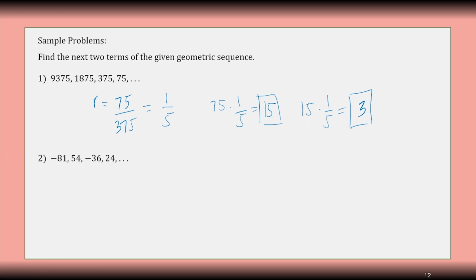Next, example number 2: negative 81, 54, negative 36, and 24. Let us find R again. R is equal to our term divided by the preceding term. You decide. Here, I will choose 24 divided by negative 36. When we divide that, the answer is negative 2/3. Then we multiply it to our 24. So, 24 times negative 2/3.